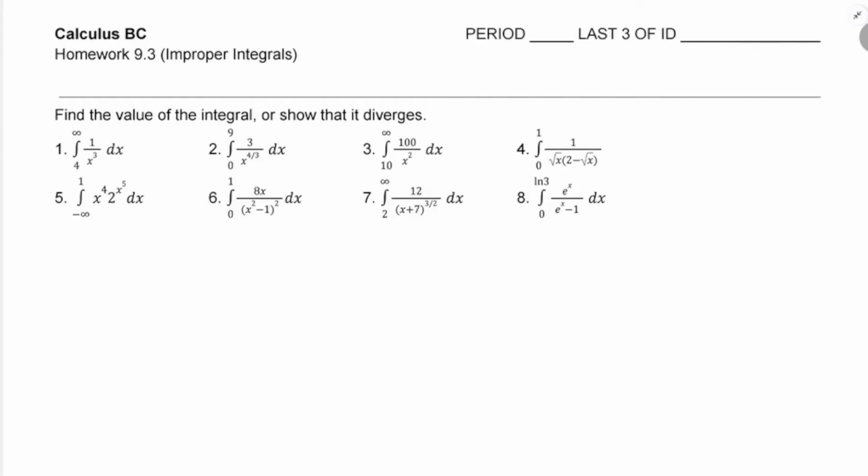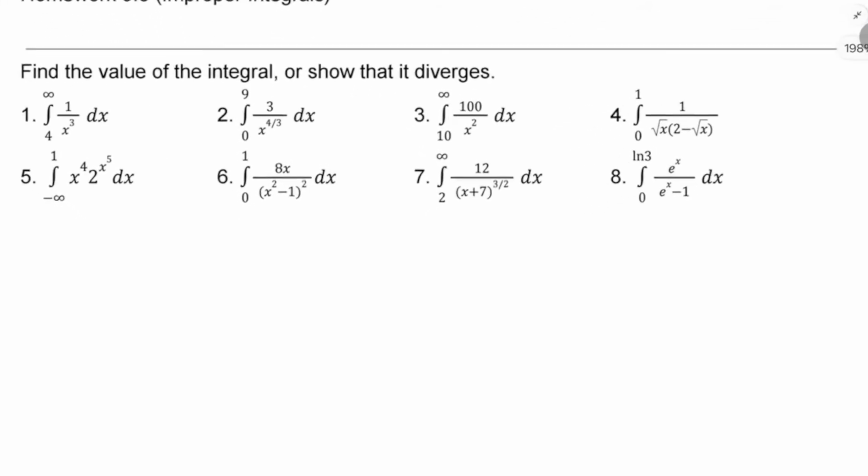All right, welcome. In this video, we're going to be working some improper integrals, and we're going to be very careful on how we're justifying our answer, right? So for the first set of 8, this is like find the value of the integral or show that it diverges. Kind of implicitly throughout this whole homework, justify your answer, because that's a big deal for AP Calculus.